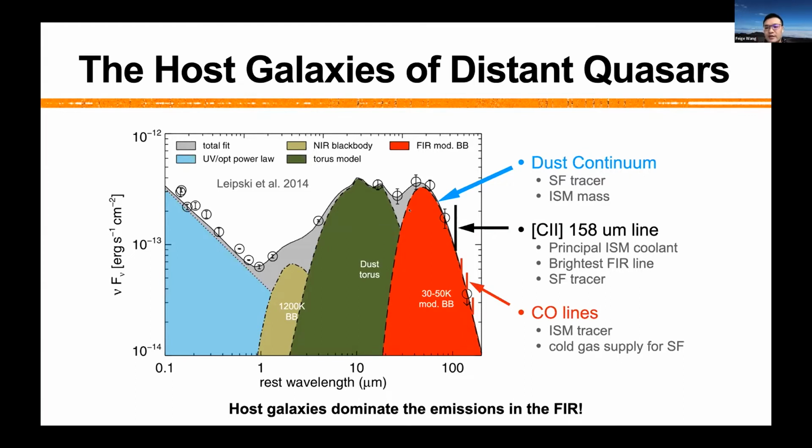In addition to the dust continuum, there are also many other important emission lines, like the C+ emission line, which is a principal ISM coolant and the brightest far infrared line, and also a good star formation tracer. There are also many CO lines, which are great tracers of the cold gas. So by detecting those far infrared dust emission and emission lines, we can gain insight into the quasar host galaxies.